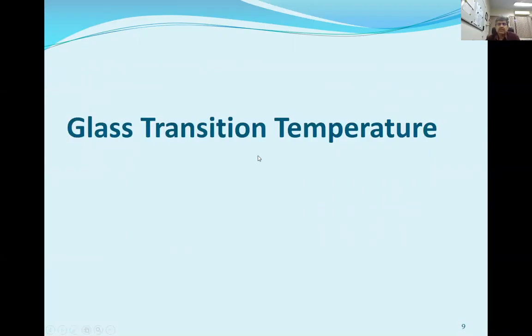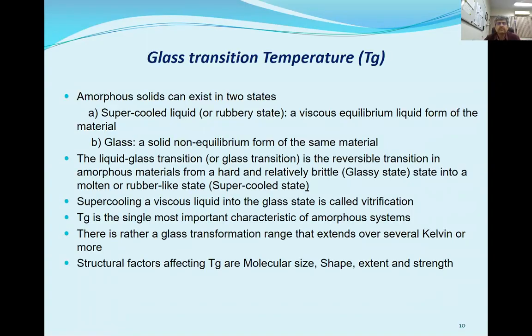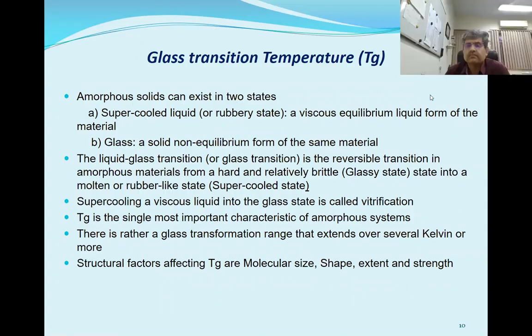Glass transition temperature is the most important characteristic of the amorphous form, because it is one of the properties that can be experimentally determined for the amorphous form. So as we discussed, amorphous solids can exist in two states: the supercooled liquid or the rubbery state, which is a viscous equilibrium liquid form of the material, and the other one, called the glassy state, a solid non-equilibrium form of the same material.